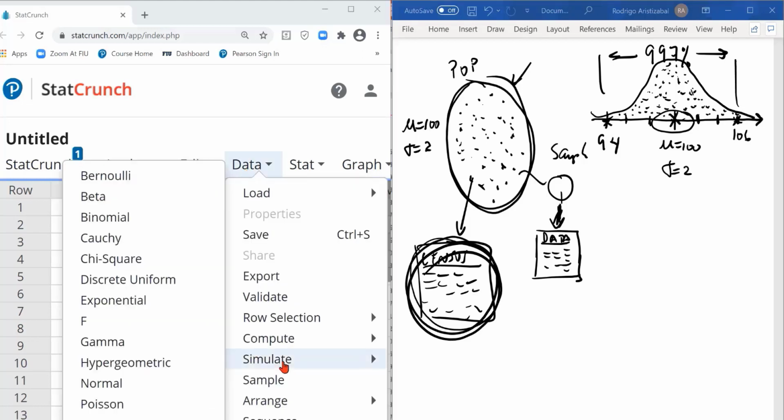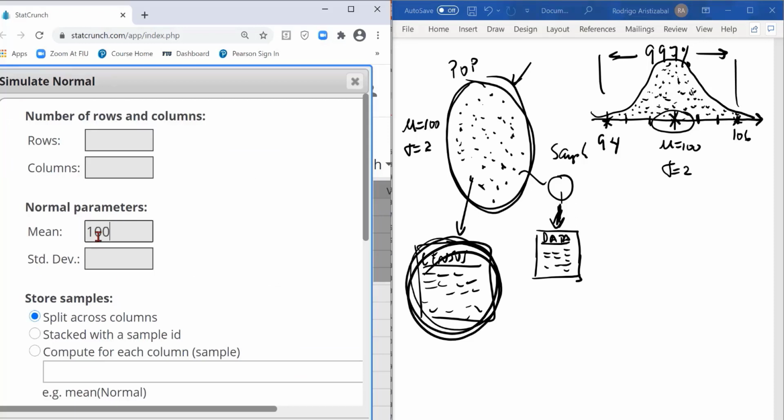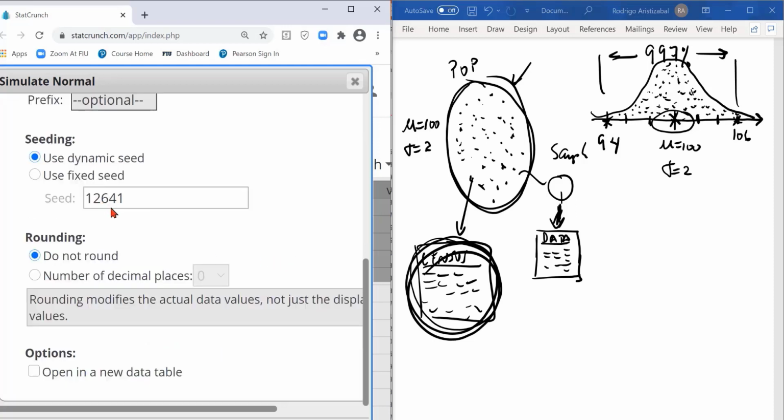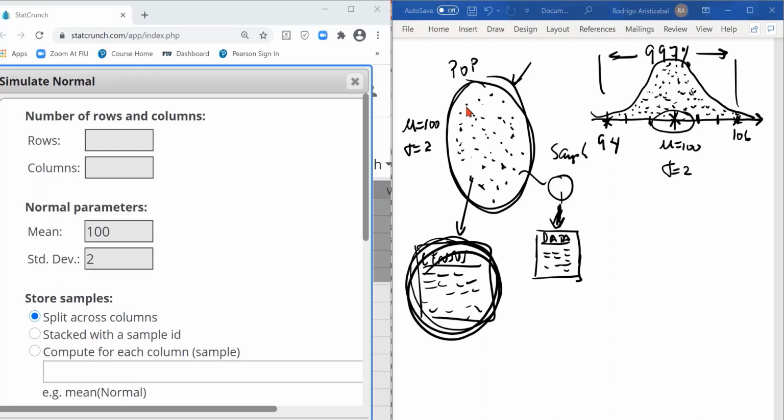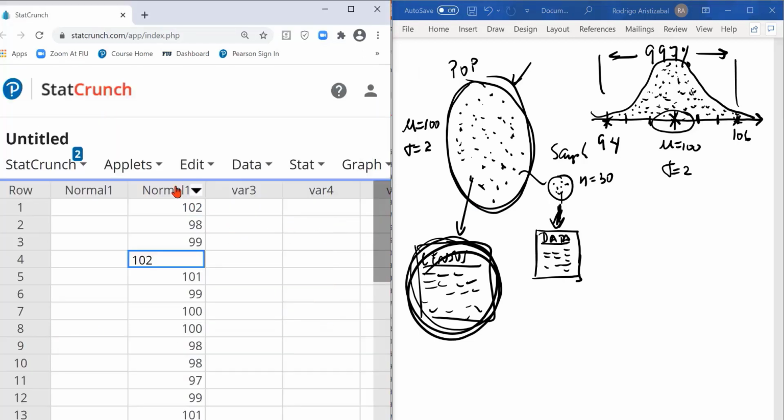Here in StatCrunch, let's do a simulation, and the distribution will be normal, and we know that the mean is 100 because in a simulation we know the parameter, and the standard deviation is 2. In this case, the seed is 12,641. I will explain later what it is. Let's use no decimals in my sample, and we are going to select 30 observations from this population. My sample consists of 30 observations. In this case, n is equal to 30, and I am going to organize all of these observations in one column here in a table. And let's compute. We have here 30 observations in this column.